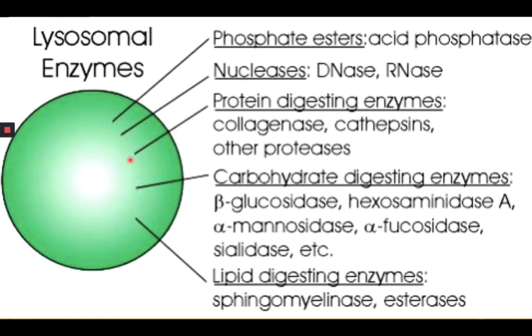Here is an illustration of the various examples of acid phosphatases that are contained within the lysosomes. Take note that these enzymes act on almost all the biomolecules, including carbohydrates, proteins, lipids, nucleic acids, and other molecules containing phosphate ester bonds.